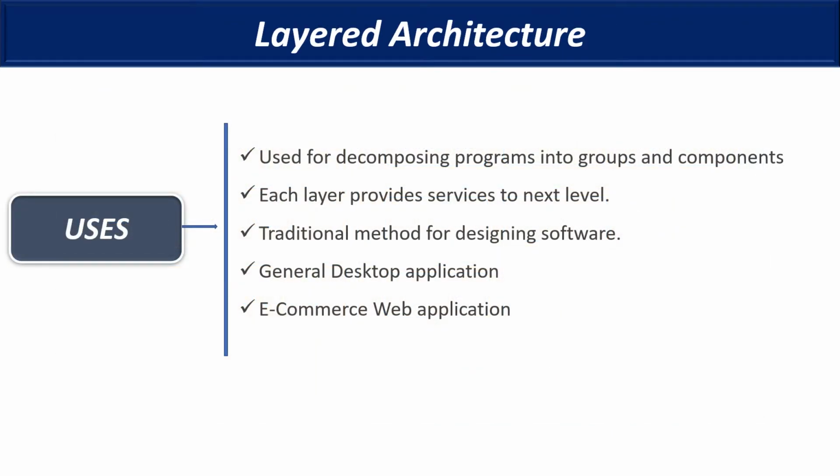So as you can see, the use case is that it is used for decomposing your program into groups and components. As you can see in the architecture pictures before, it is layered into different kinds of groups, and each group has different kinds of components to handle something. So it is very organized, and each layer provides services to the next level that I already talked about. And it is a traditional method for designing your software as well, and a general desktop application is made using C#.